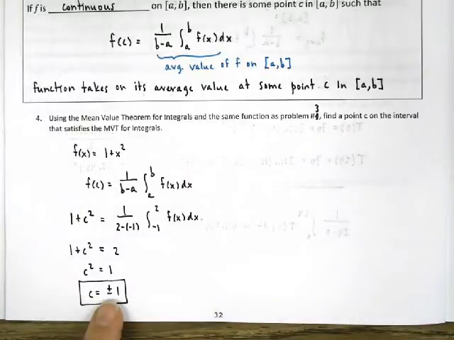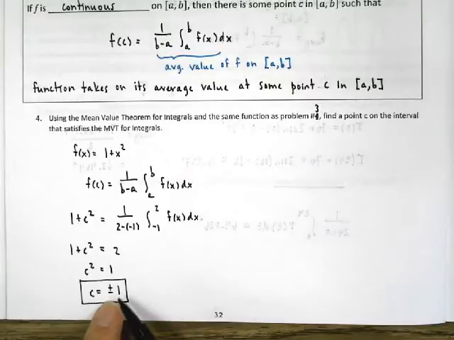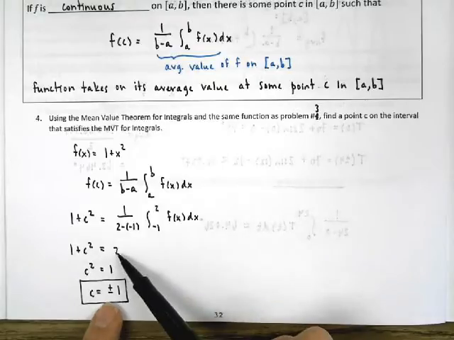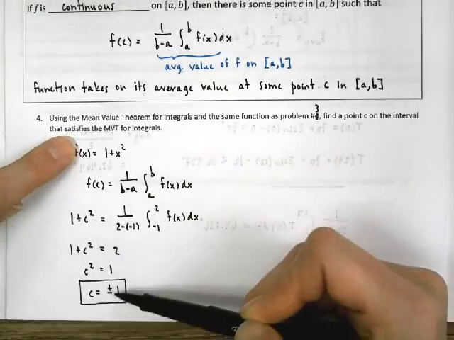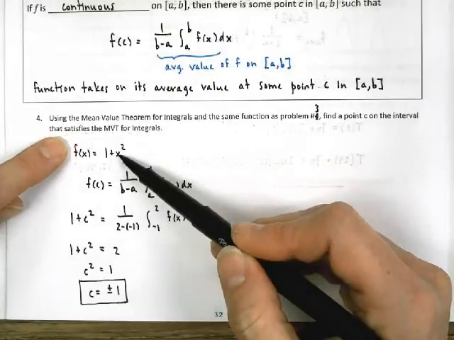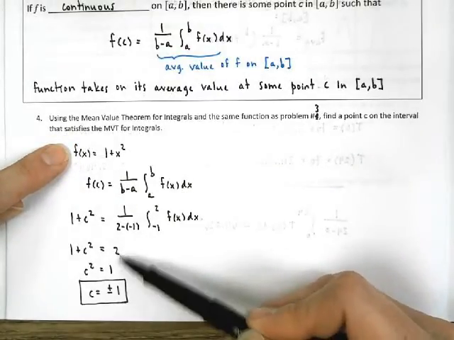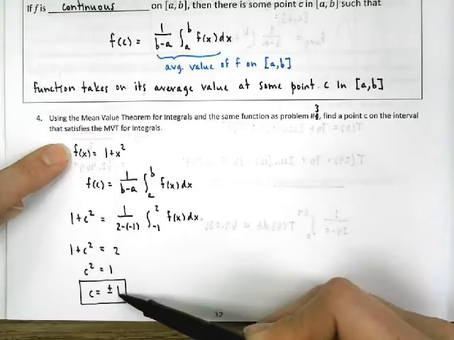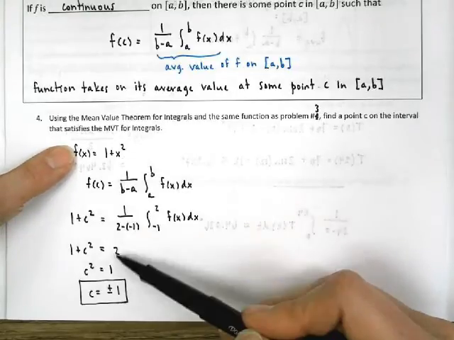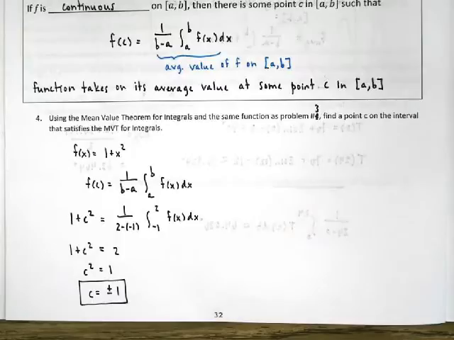So all this is saying is that at positive or negative 1, the actual value of the function is equal to its average value. We knew its average value was 2. Well, I can check really quick. If I plug in negative 1, I'm going to get a function value of 2, which is equal to the average value. If I plug in 1 to my function, I also get 2. So we can check that that is correct.